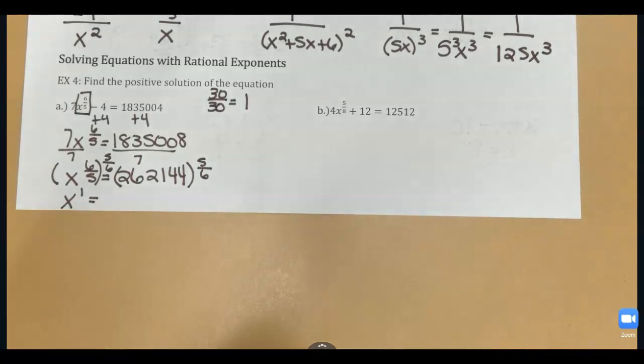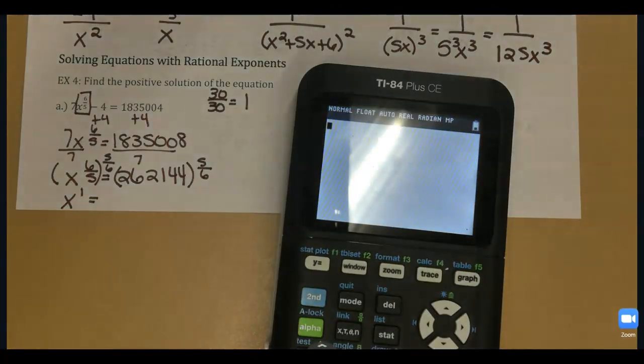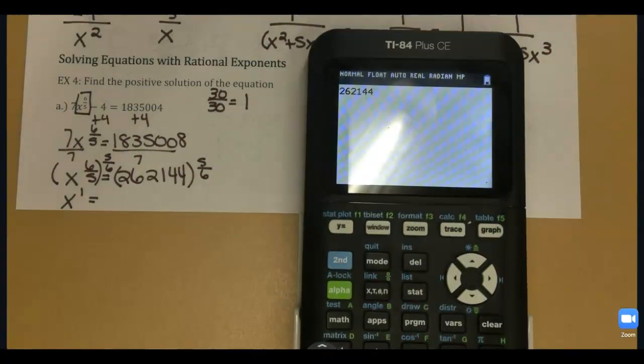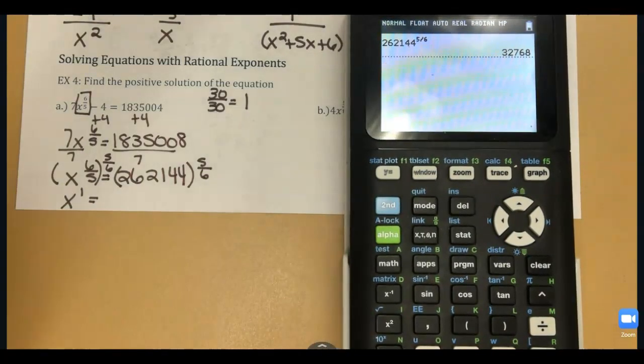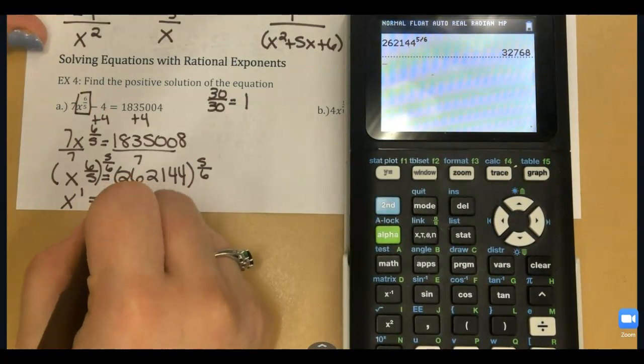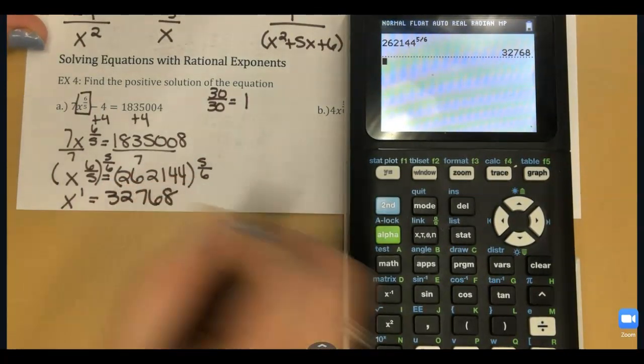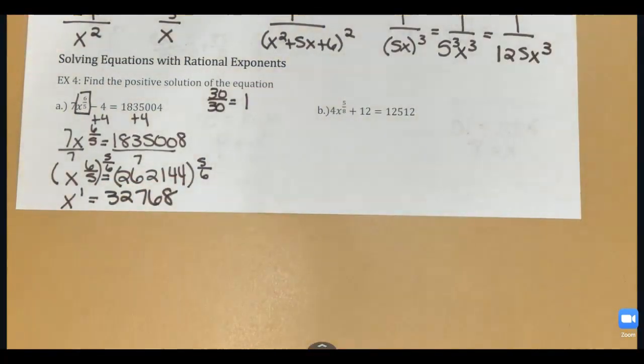So I'm going to need a calculator for this, of course. So 262,144. Use your caret top right here, and you just say 5 divided by 6. You can put rational exponents in your calculator, and there is my answer, 32,768.